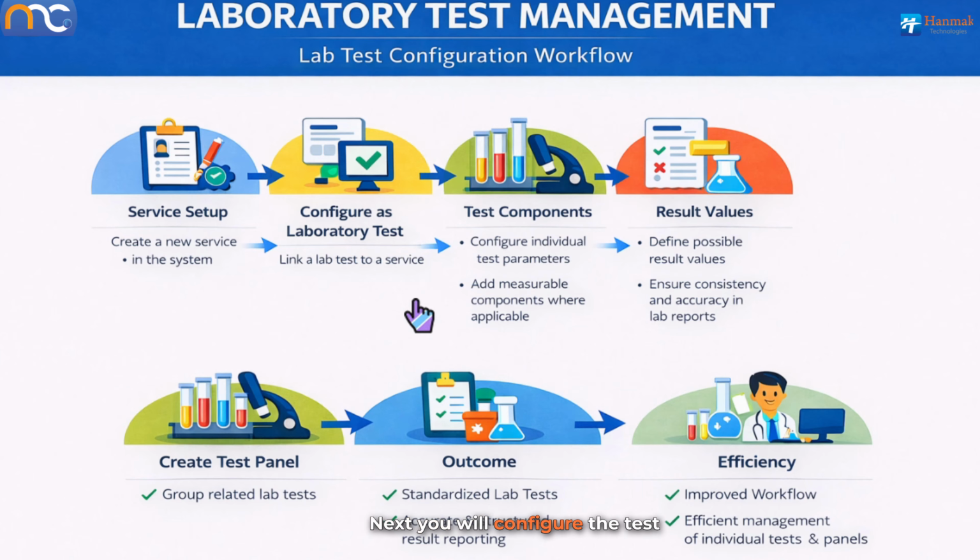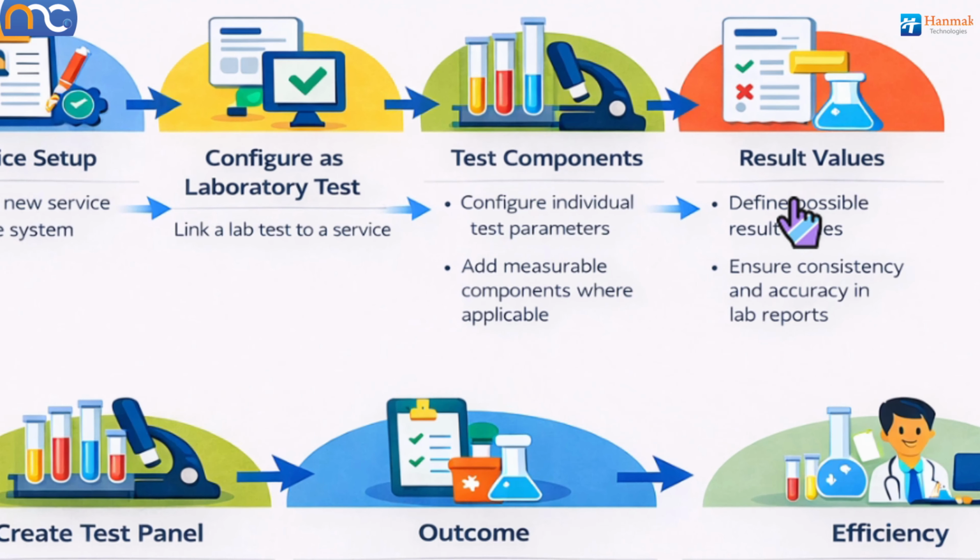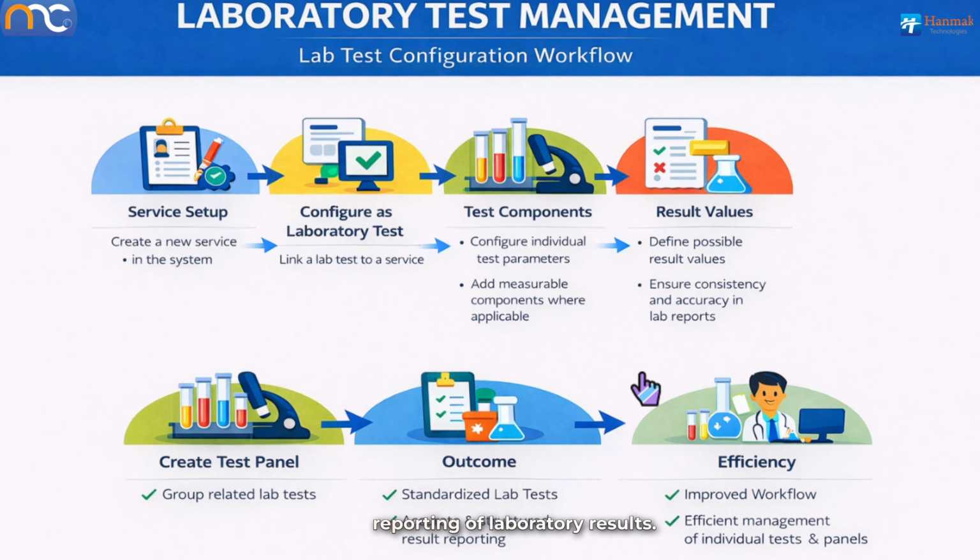Next, you will configure the test components and add possible result values where applicable. This step ensures accurate, structured, and standardized reporting of laboratory results. If your objective is to group multiple tests together, the final step is to create a test panel. A test panel allows related tests to be bundled and managed efficiently as a single unit, improving workflow organization and usability. Let's dive in.